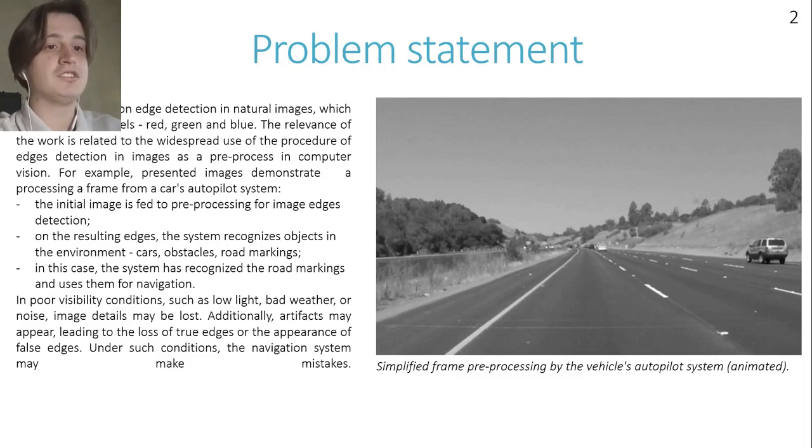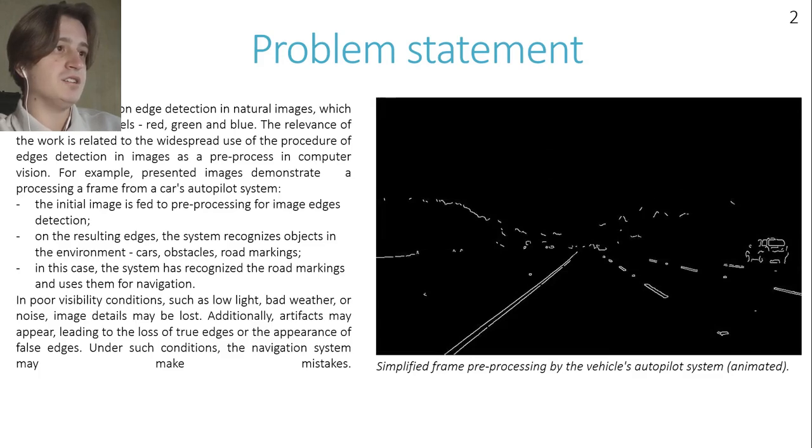For example, presented images demonstrate a processing frame from a car's autopilot system. The initial image is fed to pre-processing for edge detection. On the resulting edges, the system recognizes objects in the environment: cars, obstacles, road marks. In this case, the system has recognized the road marks and used them for navigation.